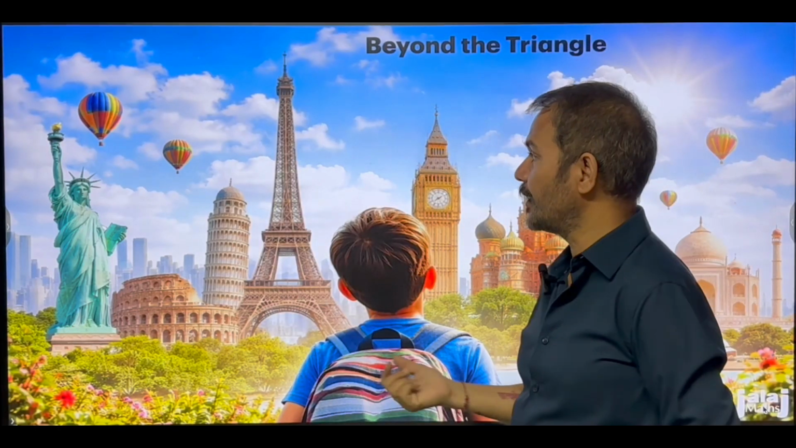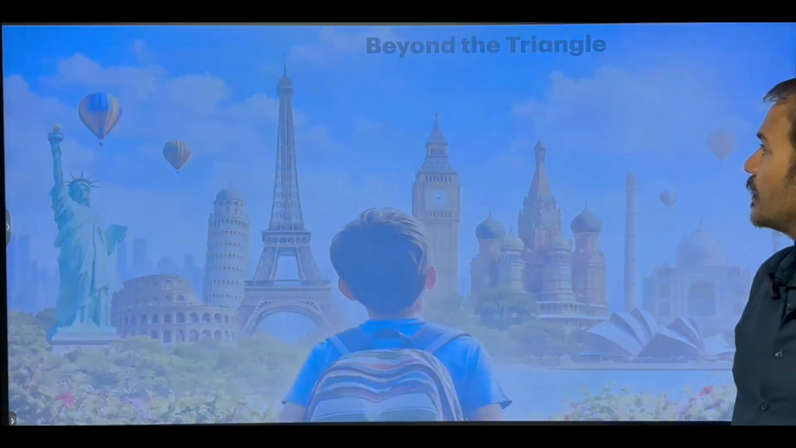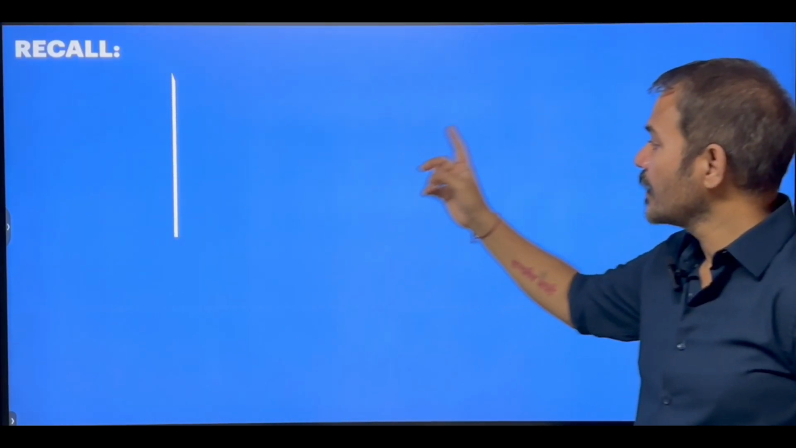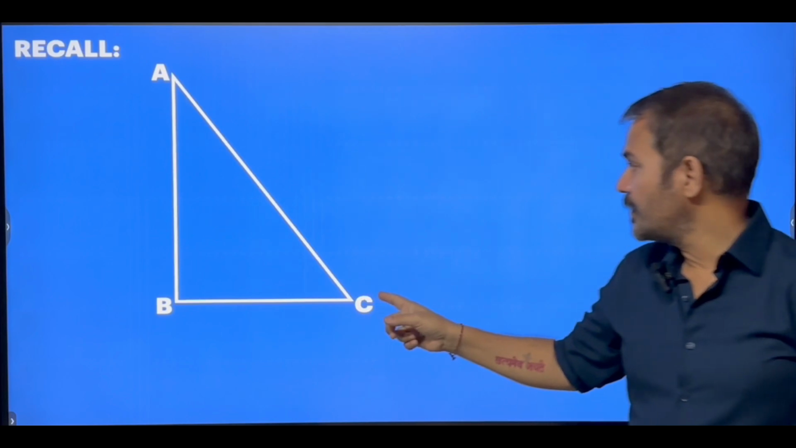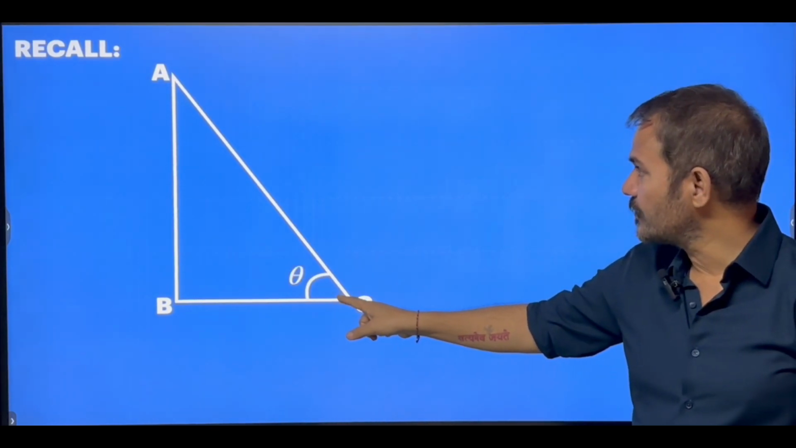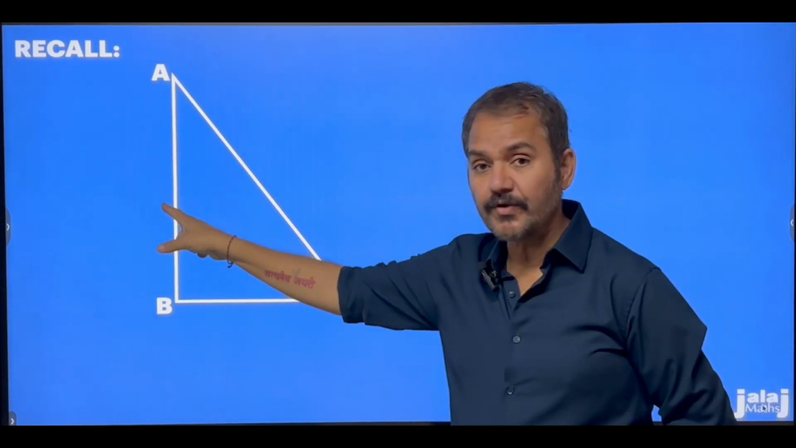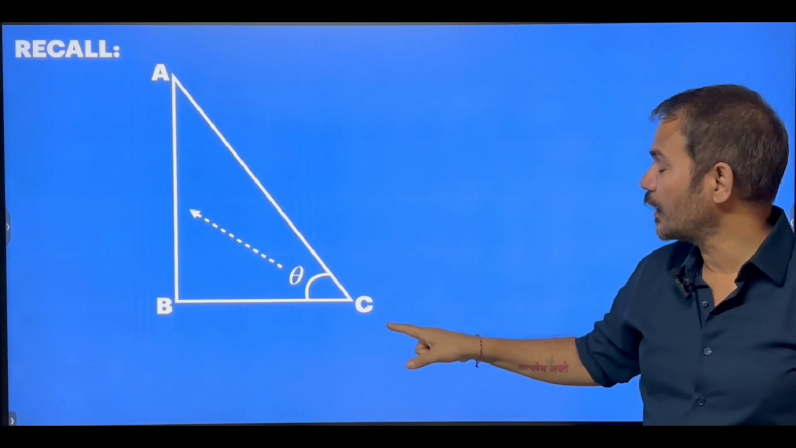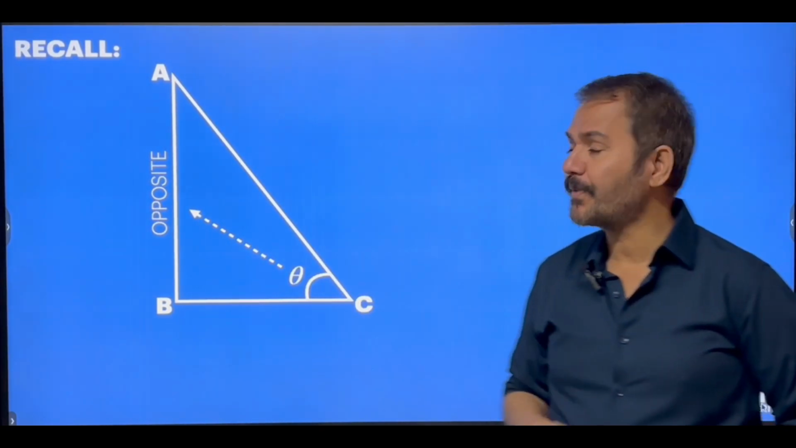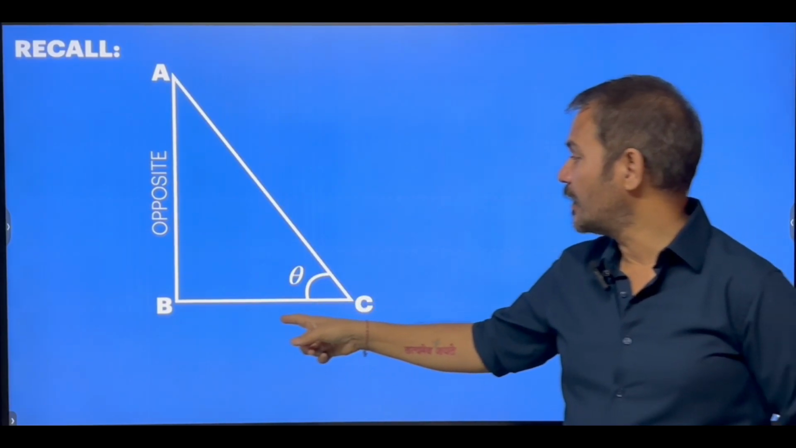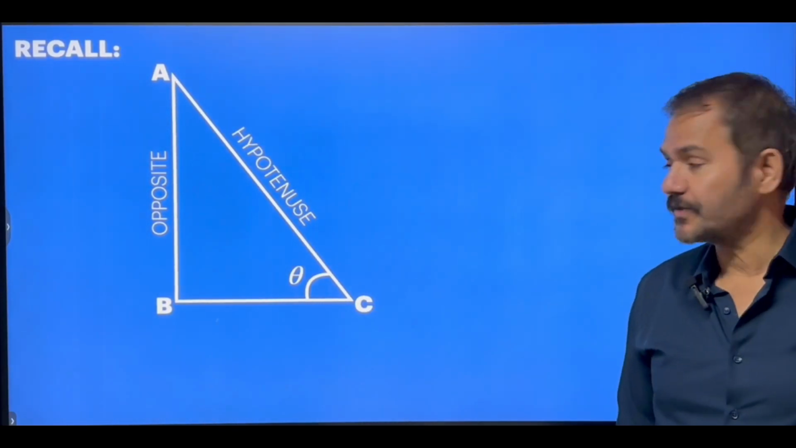Now, before we move on to that, I would like you all to review a few things, recall a few things. If you have a right triangle, and if one angle is given, let's say this angle is given, then the side opposite to this given angle is always called opposite. The slant side is always hypotenuse and the other side is always adjacent.